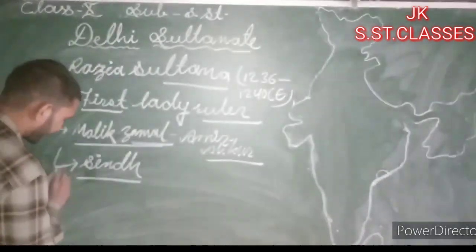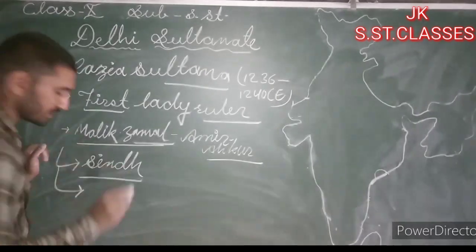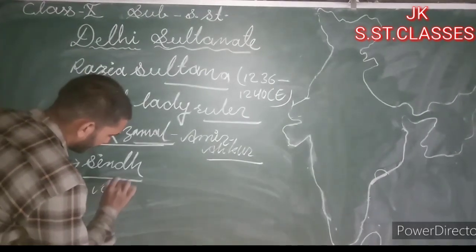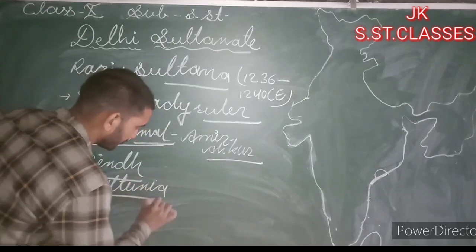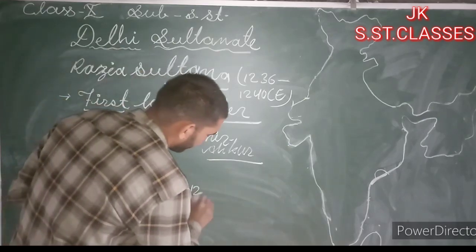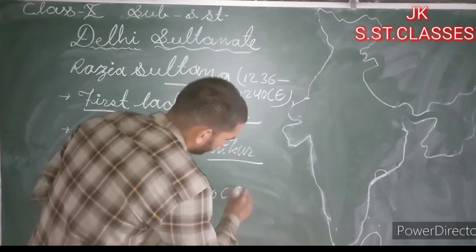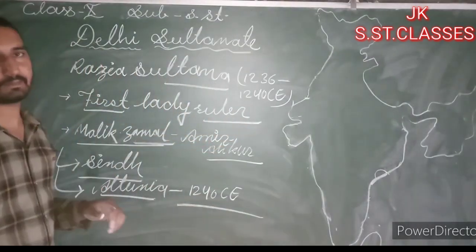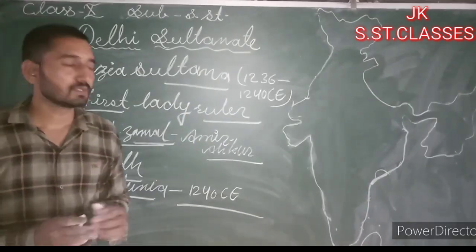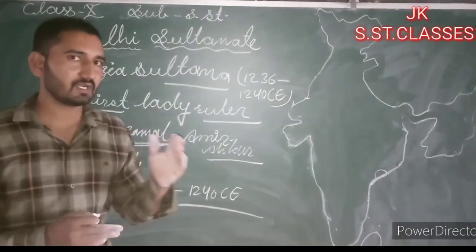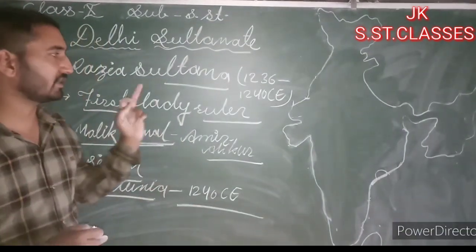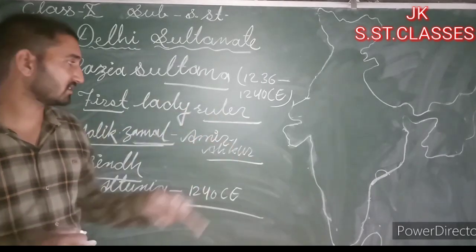Along with that, the next point is Rajya married with Altunia, and they both were assassinated in 1240 Common Era. Is that clear? So in this way, the major things related with Rajya are: Rajya was the first lady ruler of Delhi Sultanate.